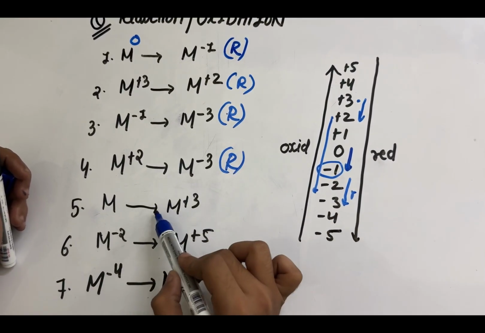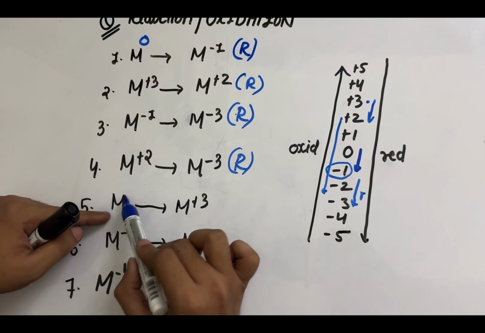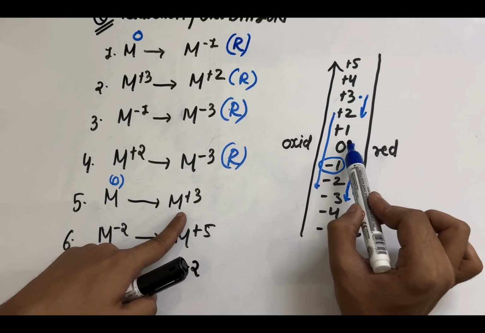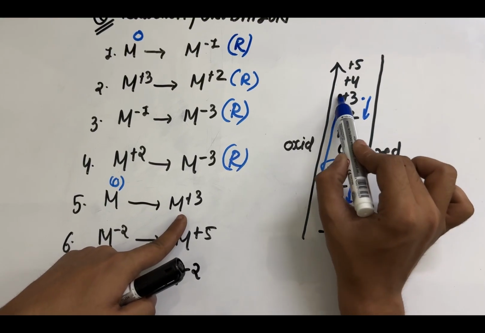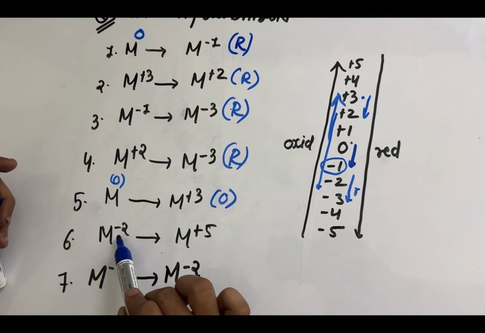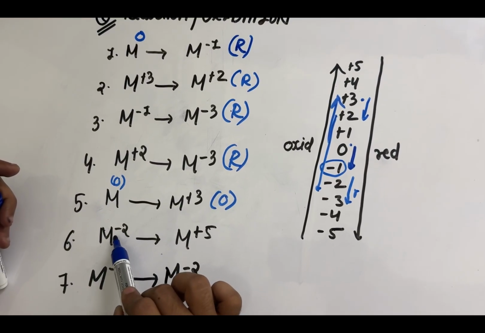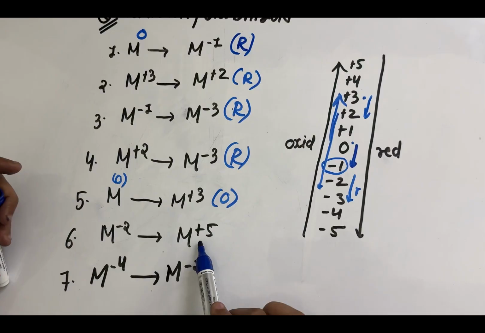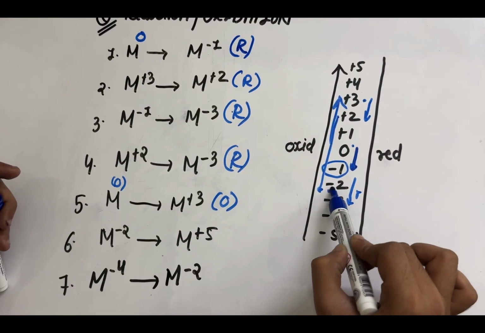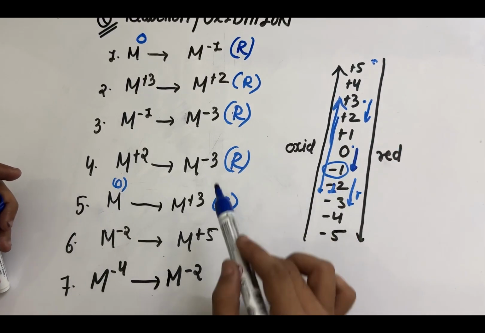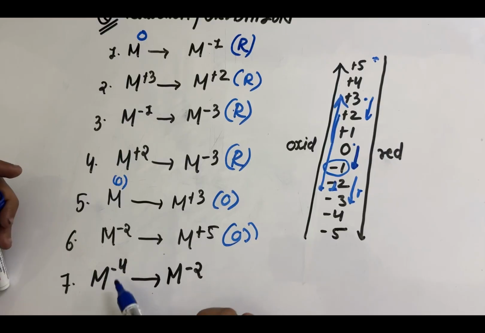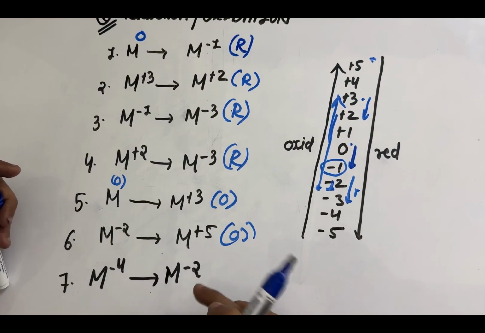Now let's come to the fifth, sixth, seventh. It was neutral, 0 without any charge, but now it becomes plus 3. It was 0 but now it becomes plus 3, so it is an oxidation case. Now let's come to the sixth part. Initially it was minus 2 but now it becomes plus 5. So it is oxidation.